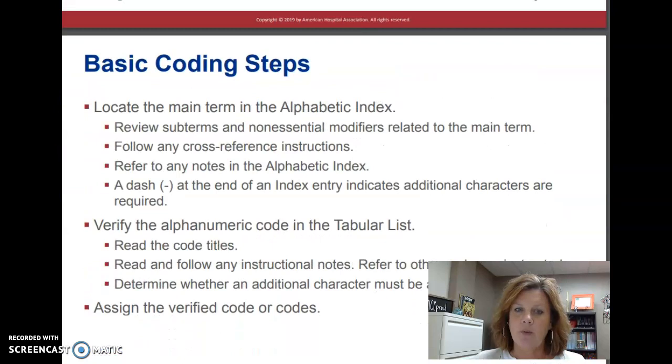Okay, so here we go. We have locate your main term in the alpha index. So what I'm going to do, I'm going to tell everybody right now, we're going to find a main term in the index. And then we are going to do some reviewing. We're going to review subterms, non-essential modifiers related to the main term. Okay, so with that, if you need to pause, but I want you to look for the main term fracture. So go ahead and give me a pause, find it in your book.